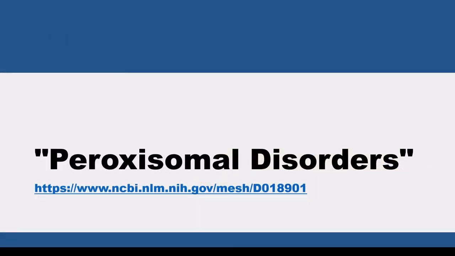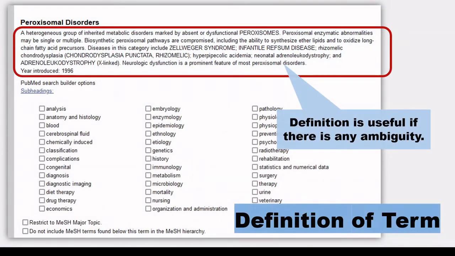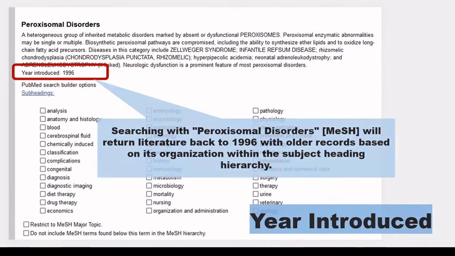I'll drop a link in the video description for this term if you'd like to pause and follow along. Here we see the definition, just in case there is any ambiguity. Next, we see the year introduced. Searching with peroxisomal disorders as a MeSH term only will return literature back to 1996, with older records based on this term's organization within the MeSH hierarchy.